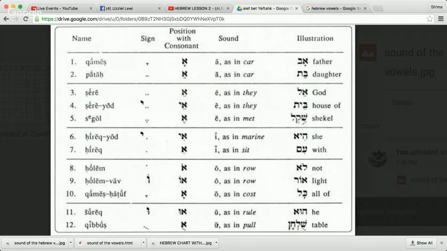It doesn't matter. However, what is the Nakuda at the bottom underneath the Aleph? Take your cursor over to father. Alef Beit. What's the name of the Nakuda underneath the Aleph?